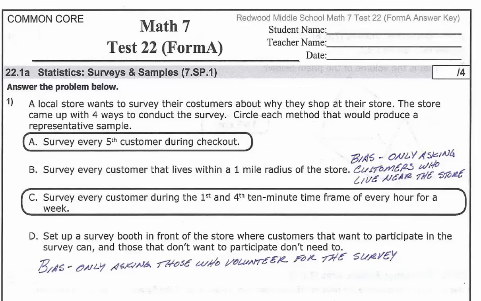So weekdays, weekends, morning, middle of the day, nighttime, that's going to give you a really good representative sample. Again, as long as you try to survey everybody who's in the store during that time. So C works. Finally, D.